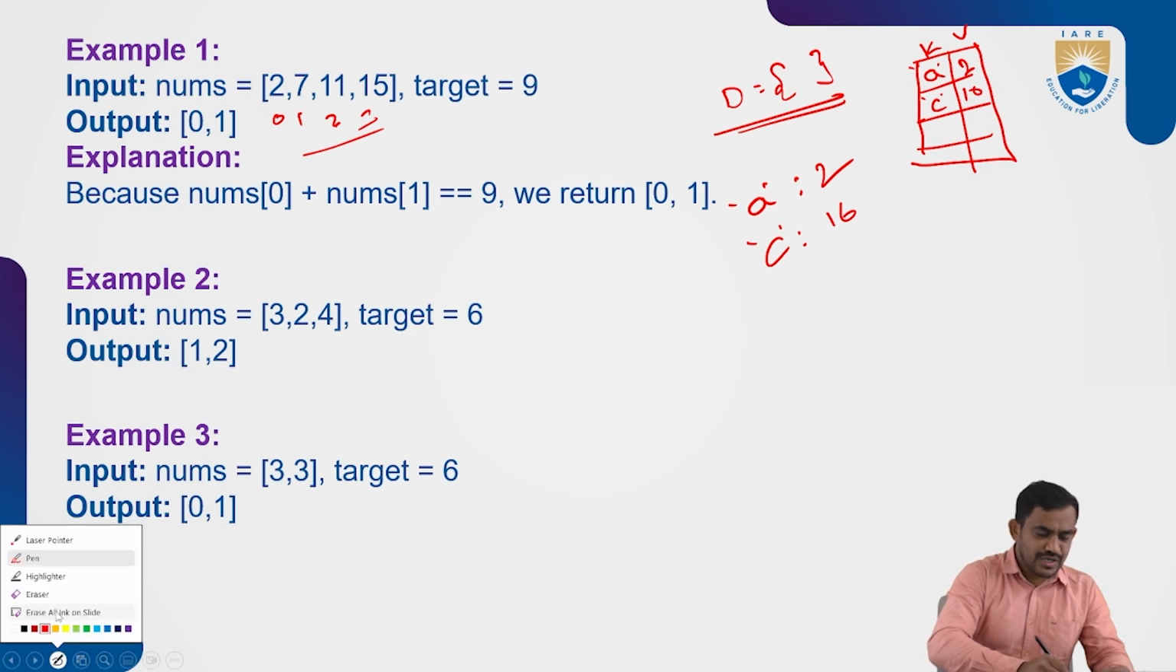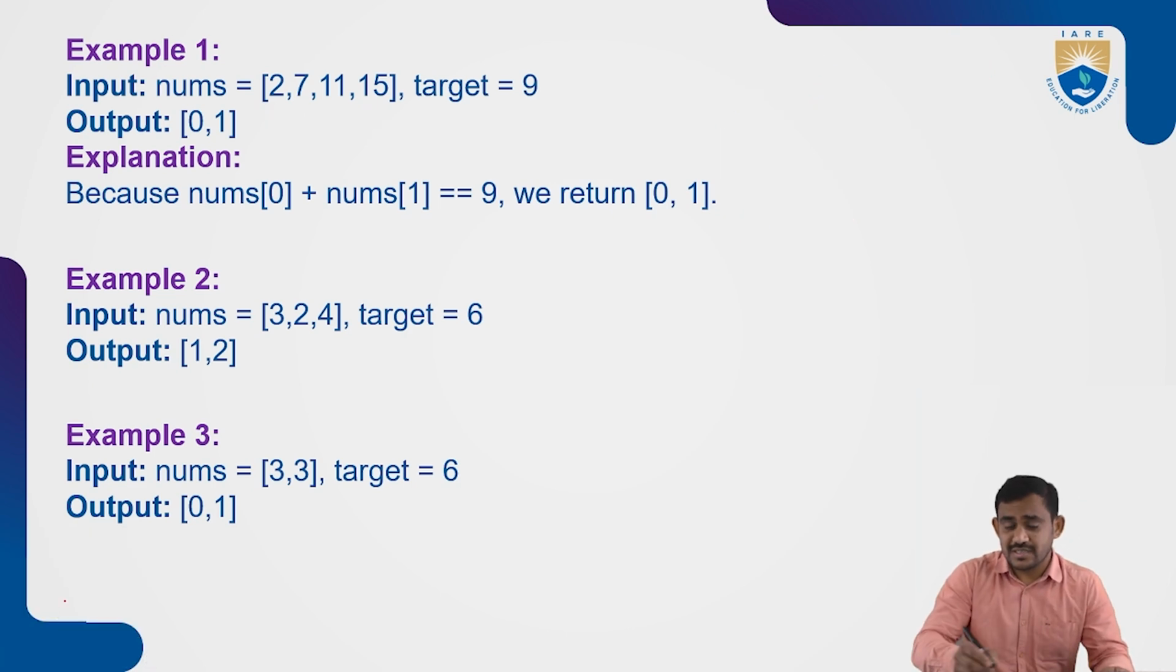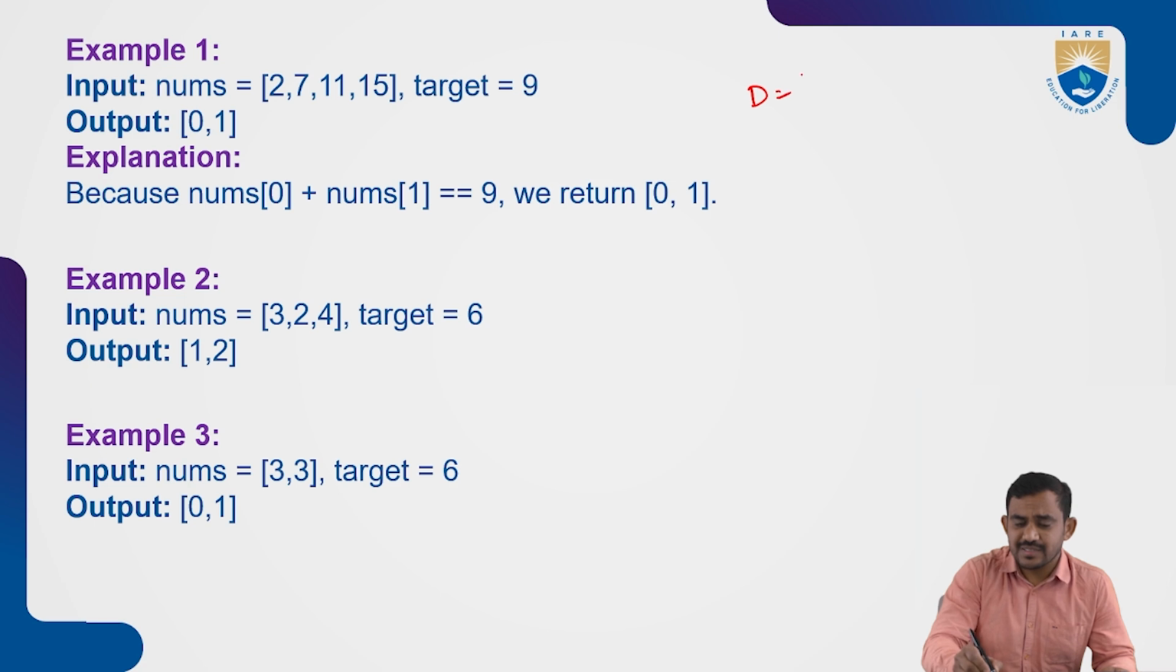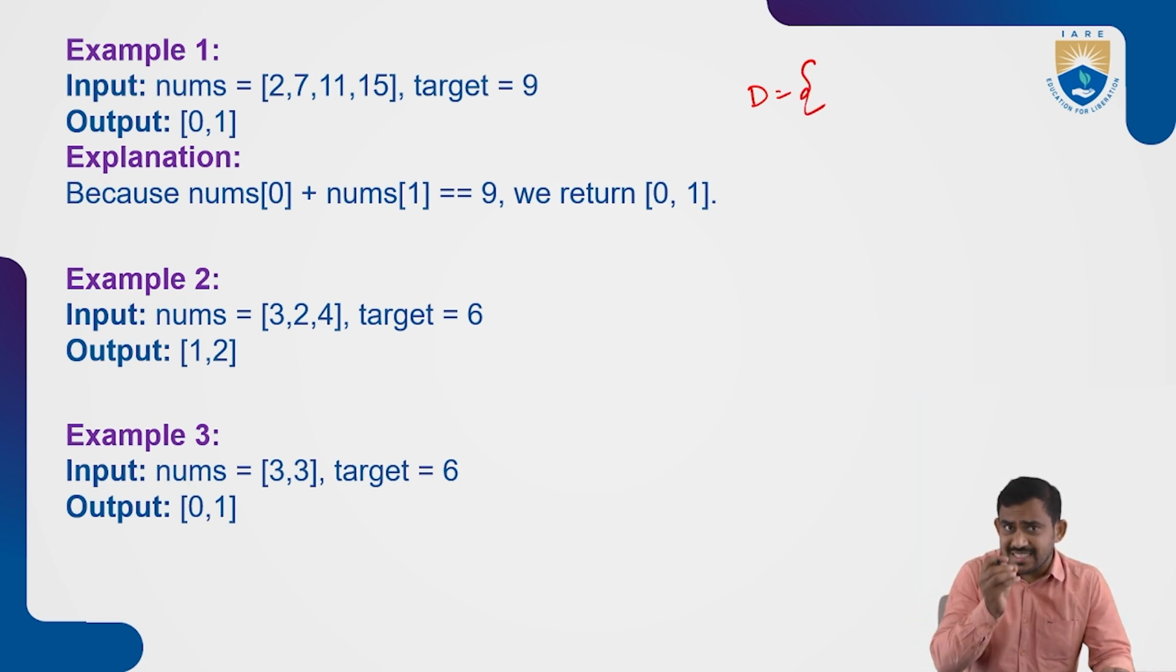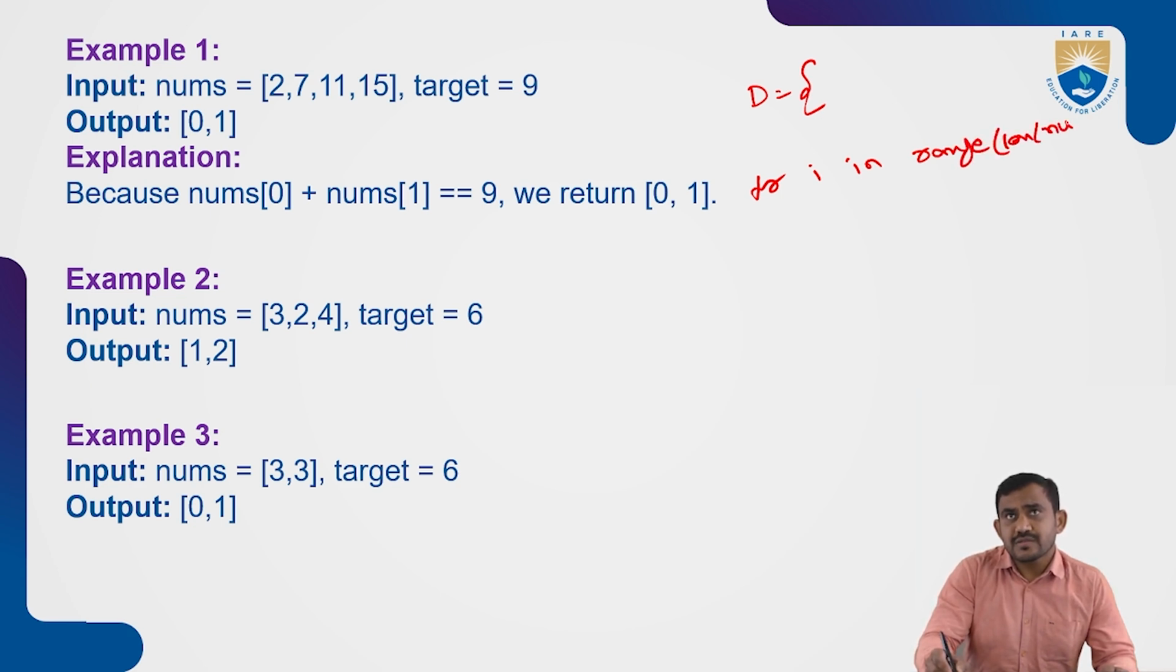Now first, your aim is to create this dictionary. Simple logic, guys. So I created a dictionary. This is my dictionary. Done. That is the first thing. Next, traverse with your for loop: for i in range of length of your nums. This is general. So I traverse my values.